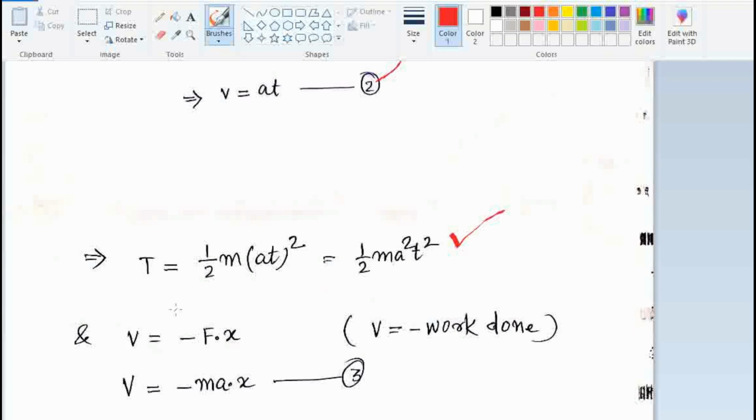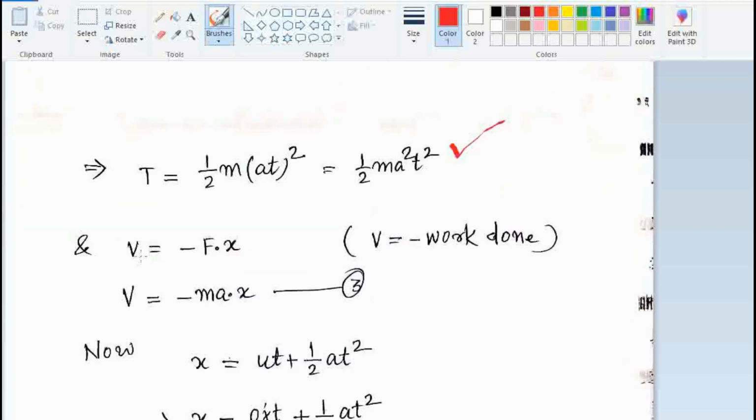Now let's find the potential energy. The potential energy is nothing but the negative of work done. I have seen many YouTubers neglect this potential energy, and they say that this potential energy is 0 because the particle or the block is present at the reference level, that means at the ground. As it is present on the ground, height equal to 0, so mgh equal to 0. That means potential energy equal to 0.